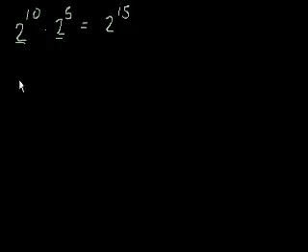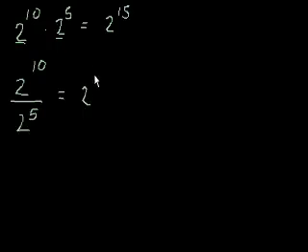We also learned that if it was 2 to the 10th over 2 to the 5th, we would actually subtract the exponents. So this would be 2 to the 10 minus 5, which equals 2 to the 5th.